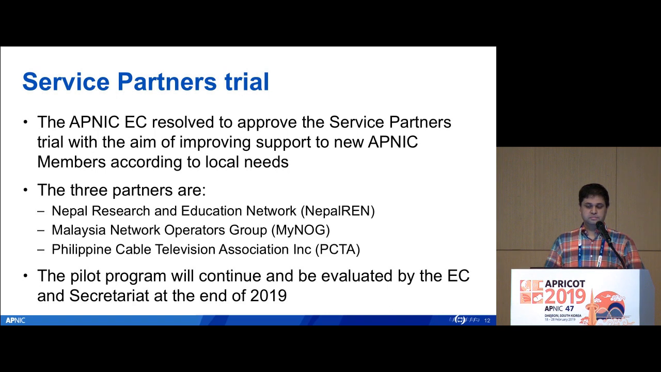The pilot will continue, and be evaluated by the EC and secretariat by the end of 2019, to see whether this has been effective, and what other rules we'll need to set for it to be successful, or change, and so on. So this will be a new approach, and as we get results from the pilot, you'll see more content about this model on the website for everybody to see.